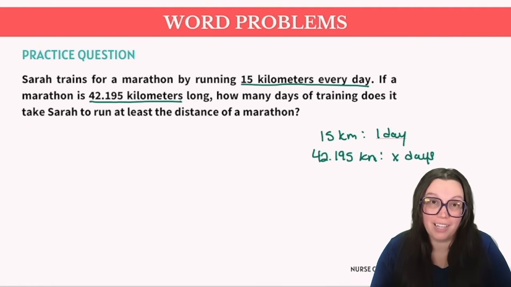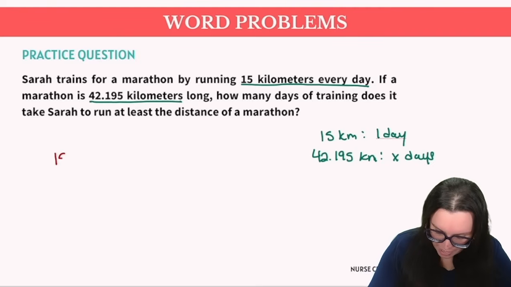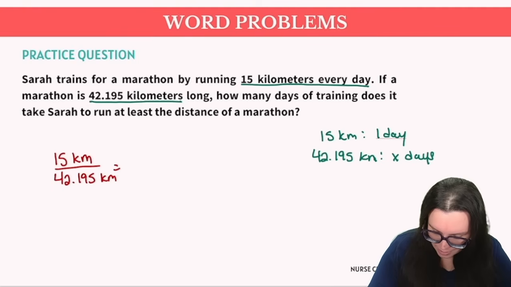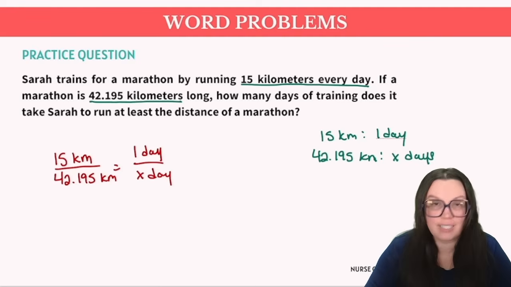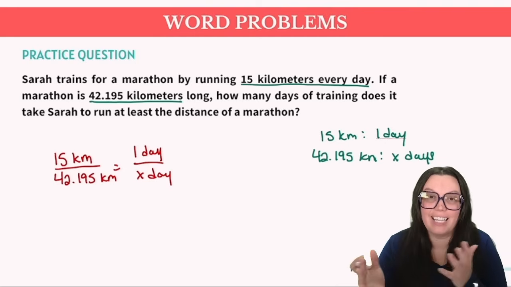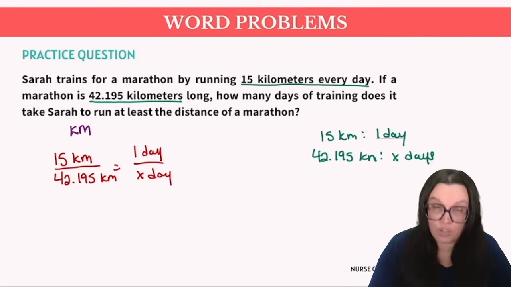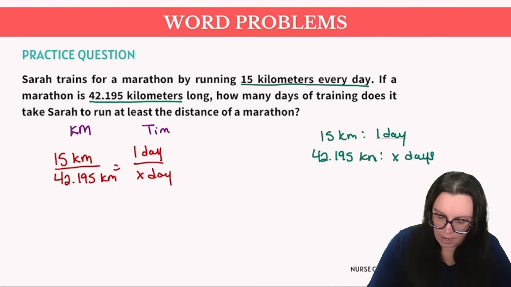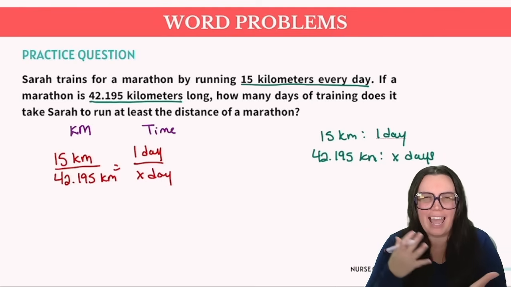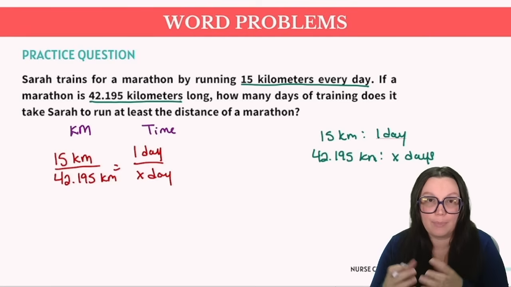So we're just going to plug this into an equation. We're going to have 15 kilometers over 42.195 kilometers is equal to 1 day over x days. What I like to do when I'm doing word problems, especially proportions and ratios, is keep the same terms on each side. So on this side, these are the kilometers that she's going to run. And on this side, this is the time, right? How many days? I try to keep it simple and organized.